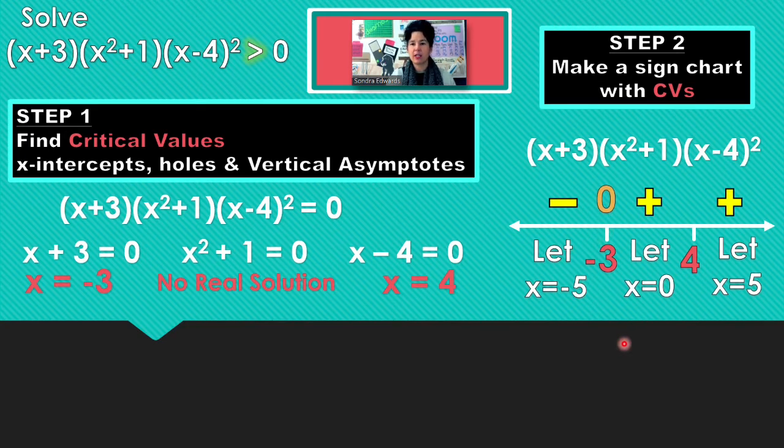So when I substitute in -3, I get out 0. I plug in 4, and I get out 0. Our sign chart is complete. So, recap of what we've done so far.